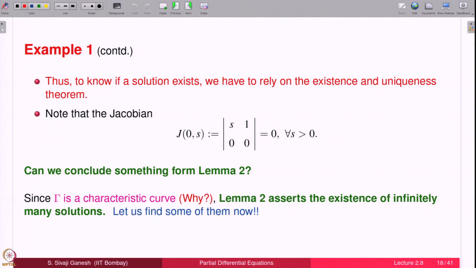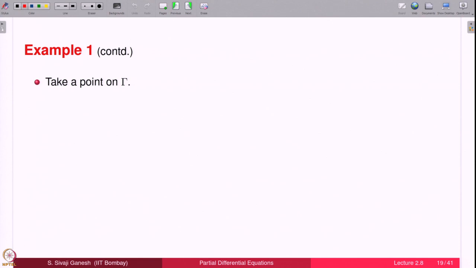Done. Let us find some of them. The theorem says infinitely many. The theorem also gives an algorithm which can be implemented. We will do that. So, take a point on gamma, say this point P. I do not really need to put s naught, so I just put s. All of us know that s is fixed in this, right? The point P naught is fixed.